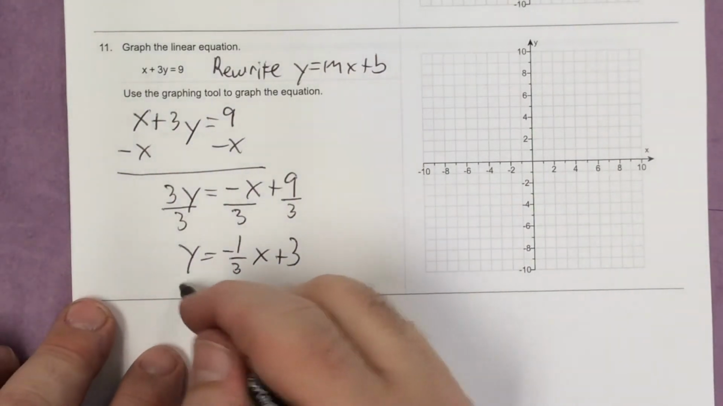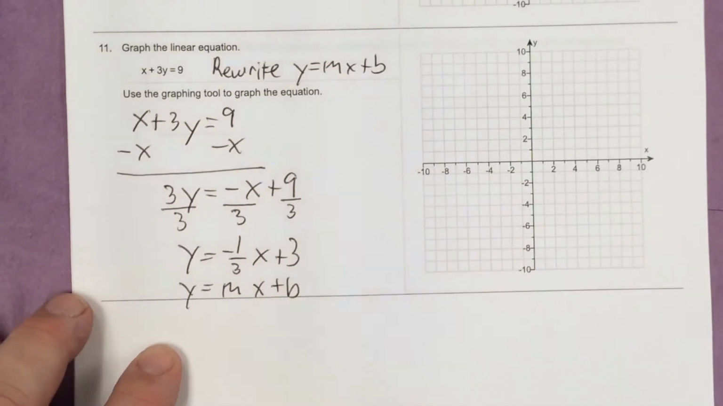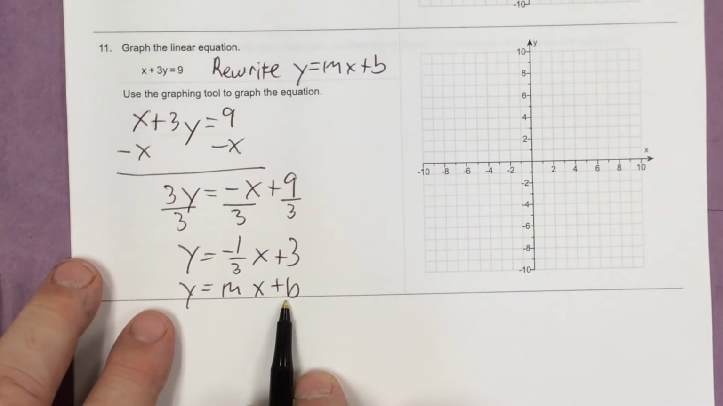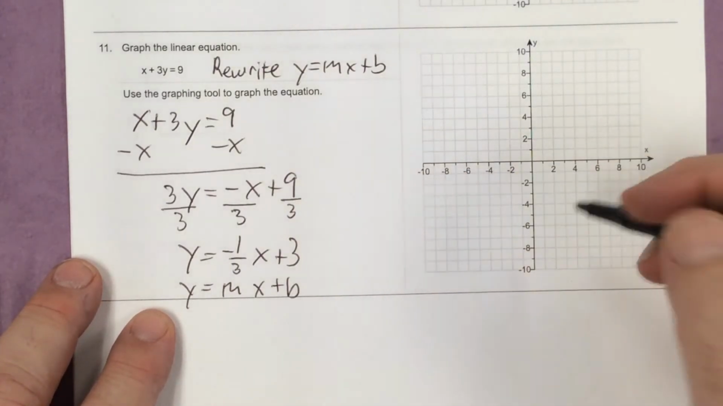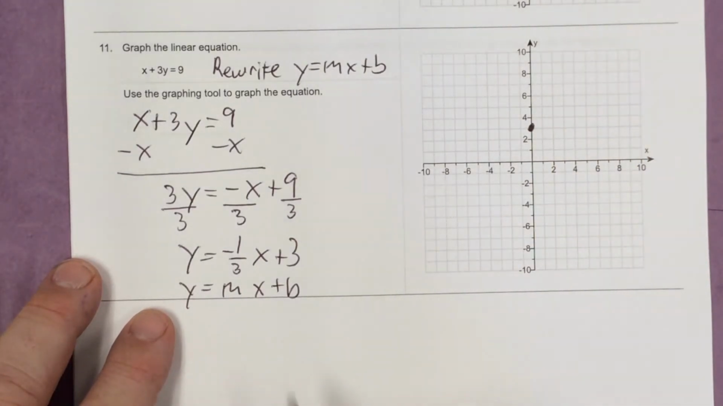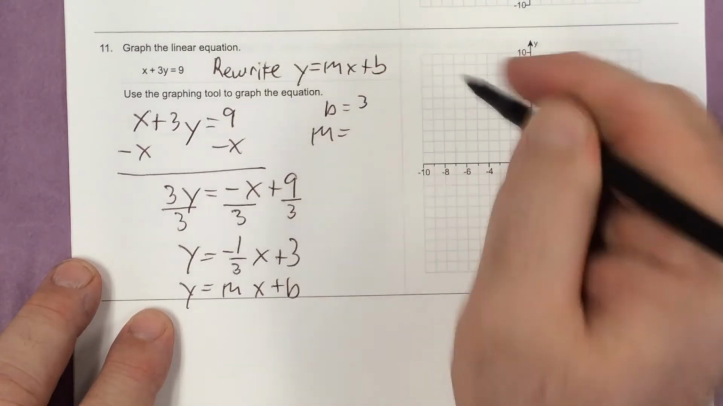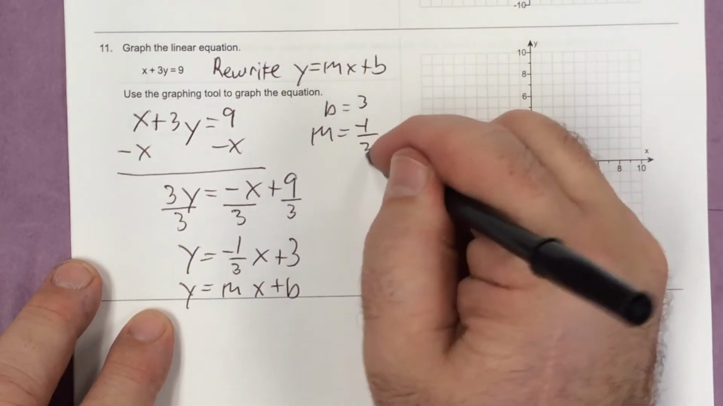Now I have this written as y equals the slope times x plus the y-intercept. From this, I can see the y-intercept is going to be 3. So I'm going to go on the y-axis to where it is 3 and put a point there. Let me put down that b equals 3. The slope is negative 1 over 3.